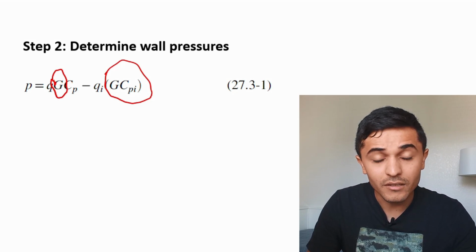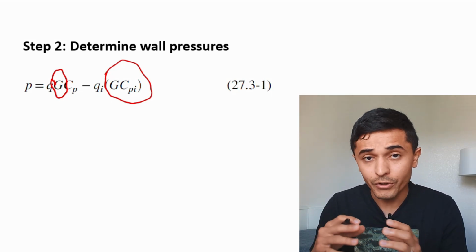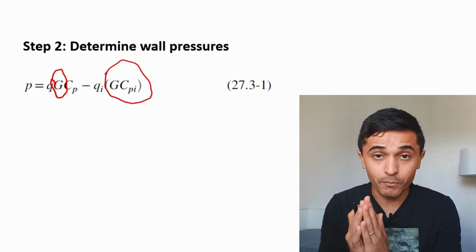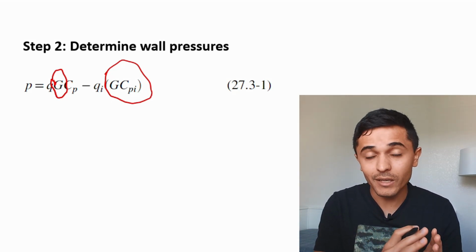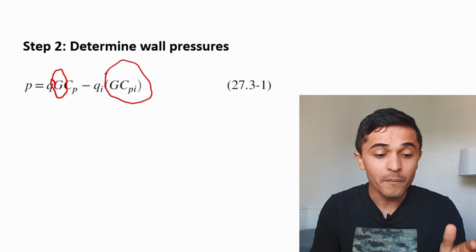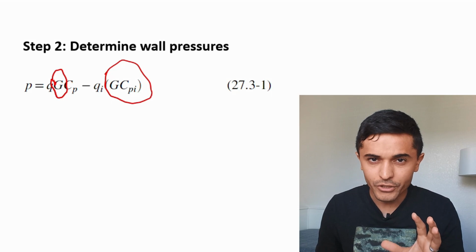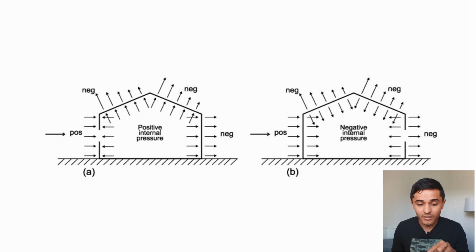The gust effect factor is either 0.85, or you can take a different value. It's based on the rigidity of your building, or how flexible your building is. You can look up the definition of that. I'll keep it short here so that we can get through the example. But the other one I wanted to mention is GCPI, and that is the internal pressure coefficient. This one I do want to spend a little bit more time on, and I want to show you this diagram. The pressures are the arrows inside the building. Those are the arrows indicating the direction of the wind inside the building, the internal pressure.